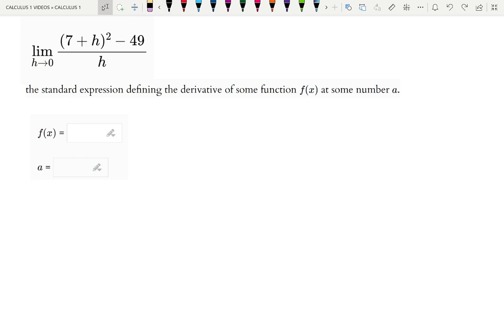We are given the standard expression of the definition of the derivative of the function f of x at some number a. So for you to understand, that is f prime at some a. They ask us to find what was the original function f. So what is f if this is f prime in front of us? And what is a?